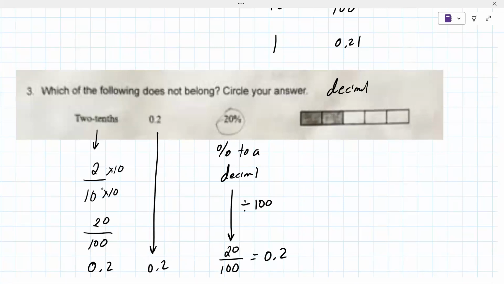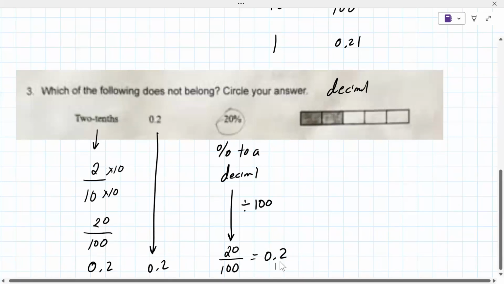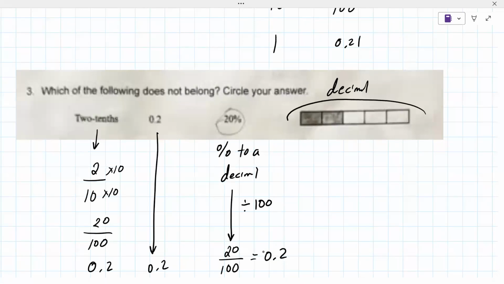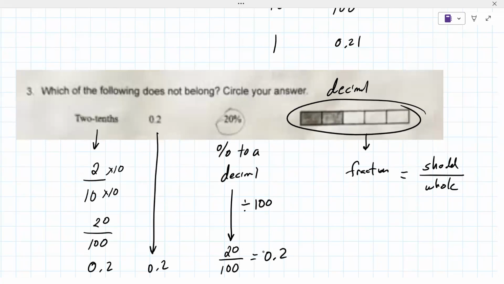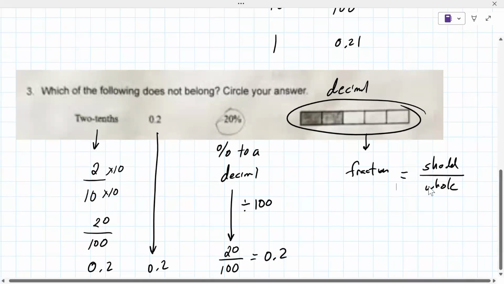Okay, so far, what do you notice about all the answers? They're all 0.2. So they probably all belong. But then what is the last one as a fraction? And think of it as the shaded to the whole. Wouldn't it be 2/10? Or 2/3? Why is the whole 10? Actually, no, wait, never mind. That actually wouldn't make sense.